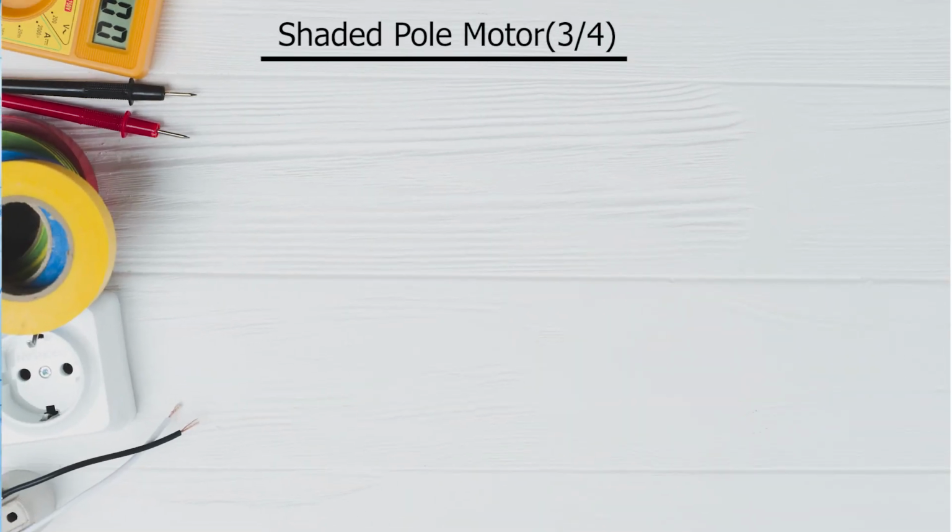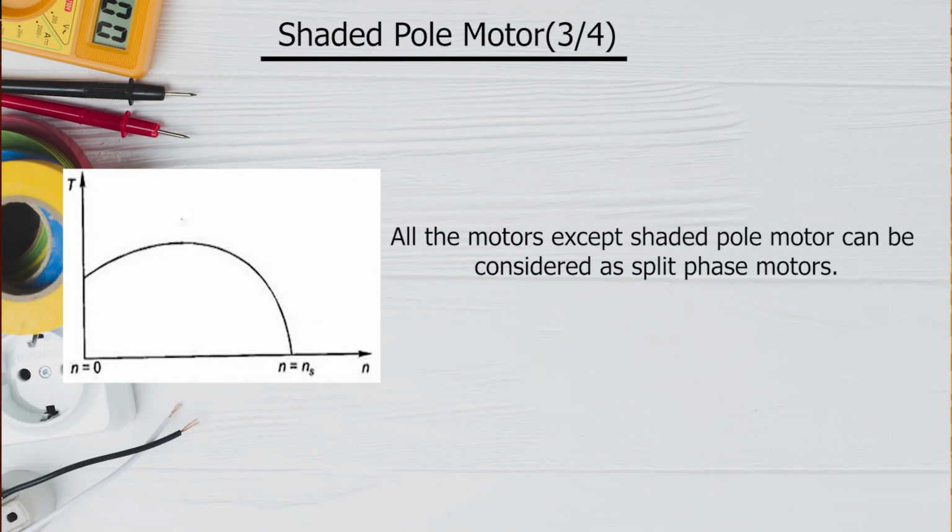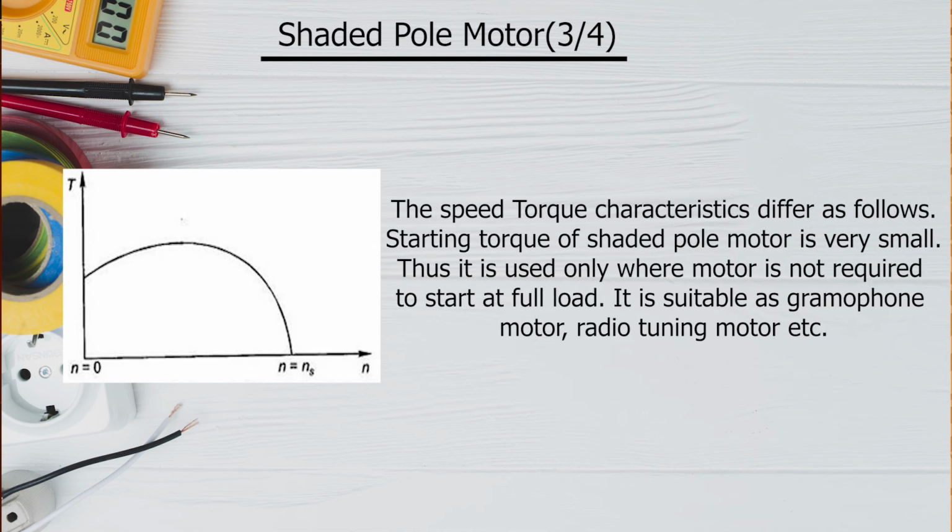Now, if you see, all the motors except the shaded pole motors can be considered as split phase motors. In the shaded pole motor the windings are not split, but the split is created by the pole only. Now, the speed torque characteristic differs. The starting torque of the shaded pole motor is very small, thus it is used where high torque is not required at full load.